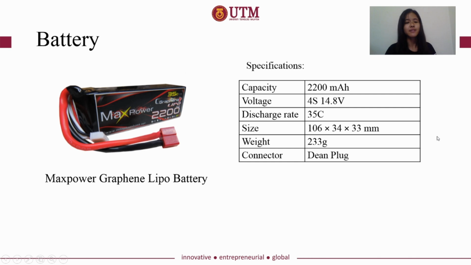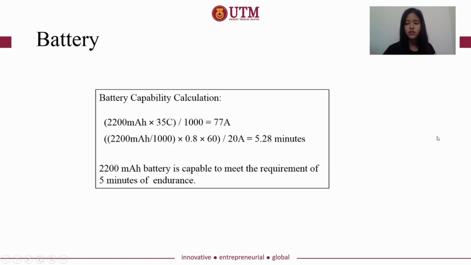Next is the battery. We use a Max Power graphene LiPo battery. The specification is as shown. The capacity is 2200 milliampere hour. The voltage is 4S, 14.8 volt. Discharge rate of 35C. To ensure that the battery we choose is able to meet the requirement, we do some calculation and prove that a 2200 milliampere hour battery is capable of meeting the requirement of 5 minutes of endurance.